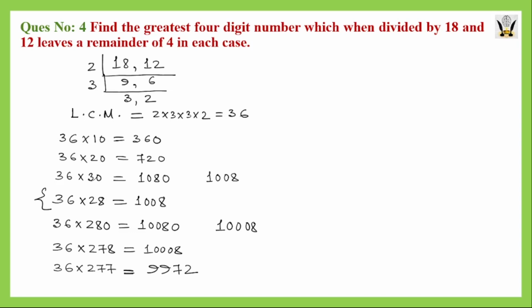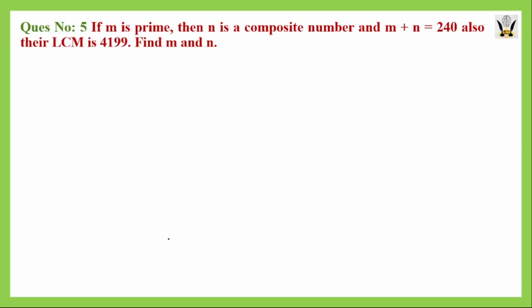But our question was slightly different. We have to find the greatest 4-digit number which, when divided by 18 and 12, in both cases leaves a remainder of 4. That means this is not the desired number, this is completely divisible, but we need to find a number which is 4 more than this number. Our desired number, as per this question, is 9976. Now let's move on to the next problem.